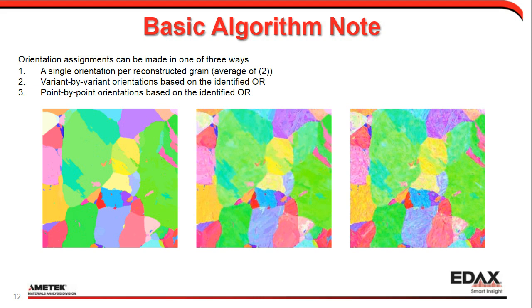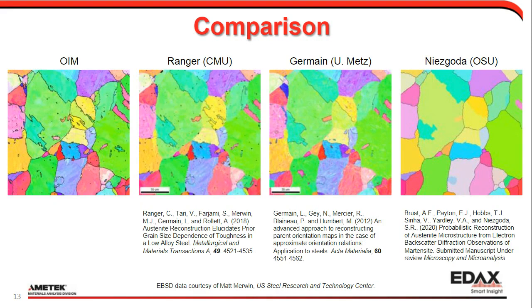Just to compare our results with those of others, I'm using the same data set that Ranger used in that original paper, and you can see we have a good match. There are some subtle differences, but it's a pretty good match. There's another paper by Lionel Germain, who's also part of the group of the Ranger paper, who I think has the gold standard for reconstruction at this point. And you can see there's still a pretty good match with his work as well.